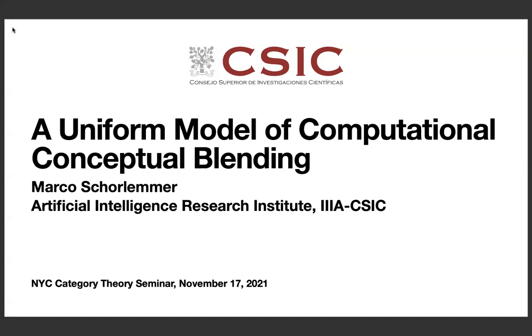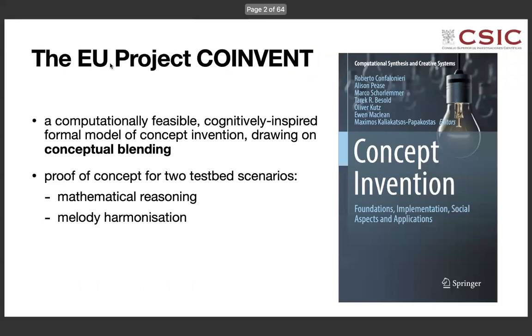I'm looking forward to explaining to you what we have been doing on this topic, on conceptual blending, and how we have been applying some ideas of category theory that we took, the inspiration that we took from Joe Goguen, in order to model conceptual blending. To put this a little bit into context, this work has been done in the context of a European project called CoInvent, which I happen to coordinate. And in this project, what we were looking for was to provide a computationally feasible, cognitively inspired formal model of how we invent new concepts.